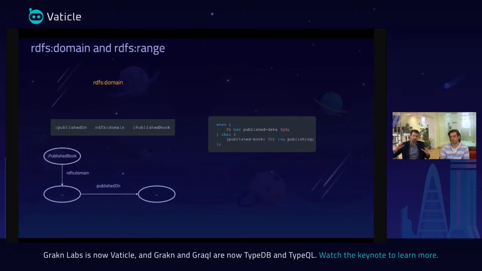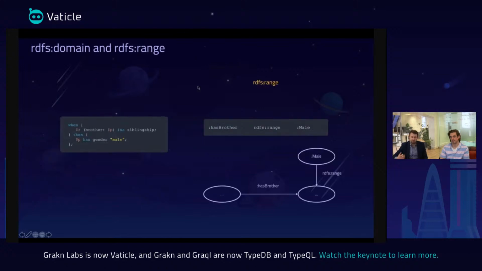And this is done, again, in a closed world environment using closed world assumptions. And the same is true for RDFS range. If we want to say that if someone plays the role of brother in a siblingship relation, they must have, in this case, the attribute gender with the value male.